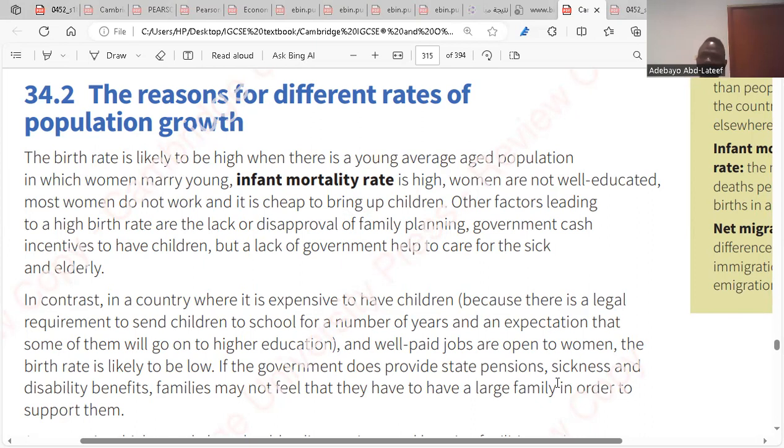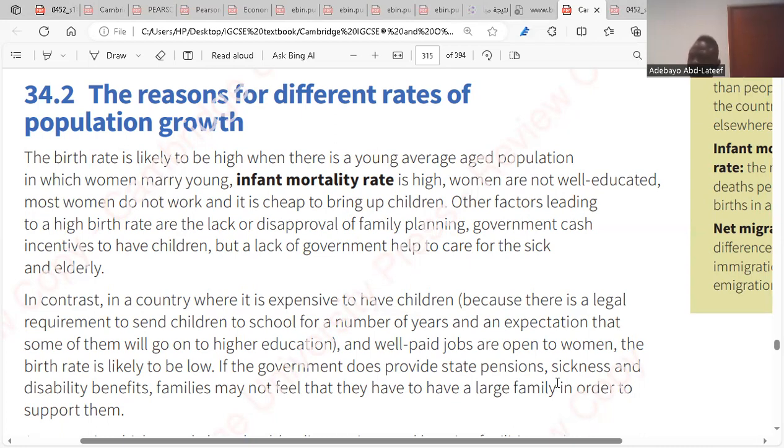I think that is clear. And if the government doesn't take care of the sick or the elderly, they know the elderly ones will die as soon as possible, then they need to replace them. So they keep giving birth to replace those that have a tendency to die. So these are the reasons why there's an increase in the birth rate. I think that is clear. Yes. Is it clear, please?